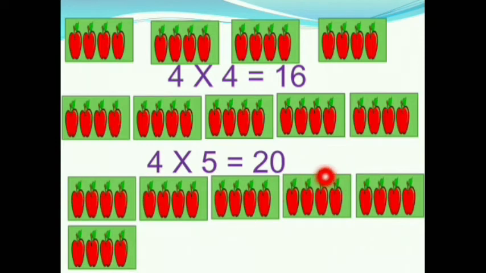See the next picture. How many boxes are there? 1, 2, 3, 4, 5, 6. 6 boxes are there. In each box 4 apples are there. So we will write 4 into 6. 4 6s are 24.